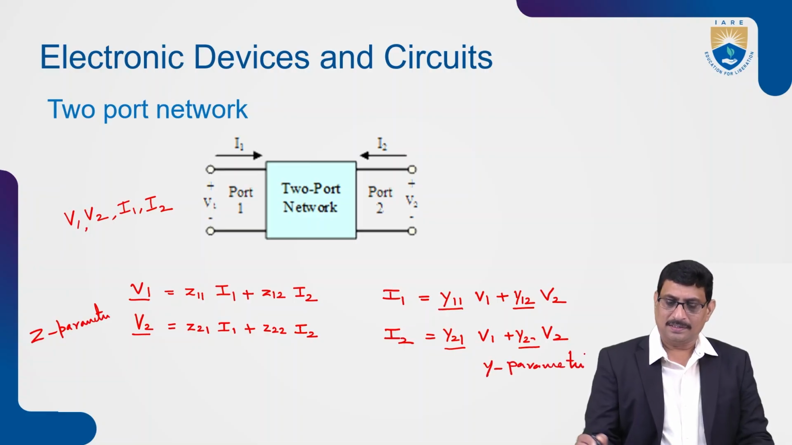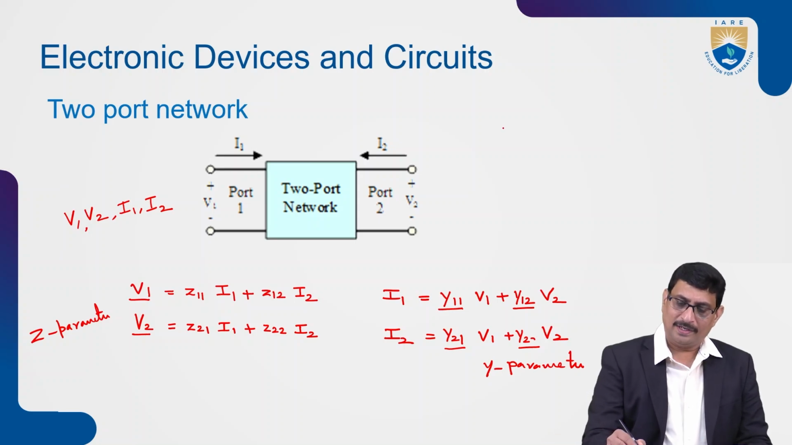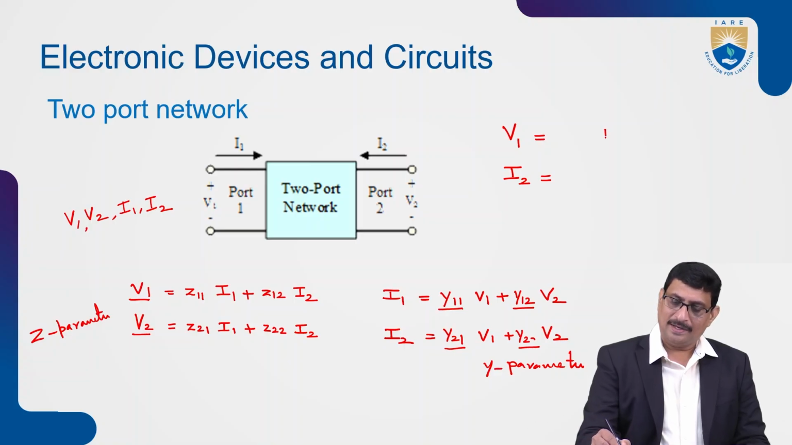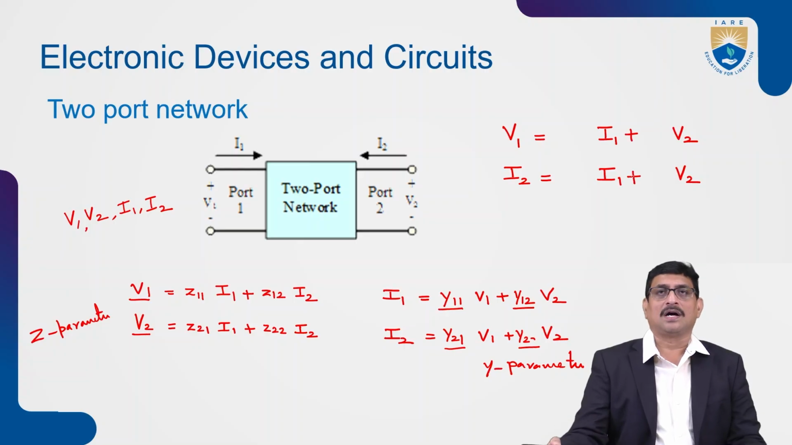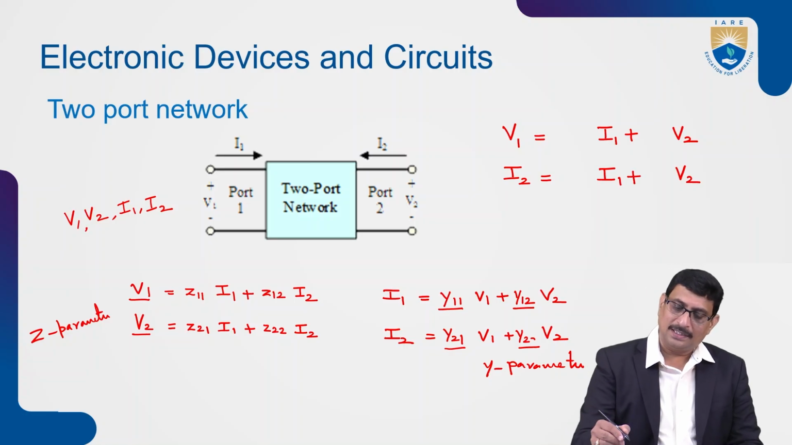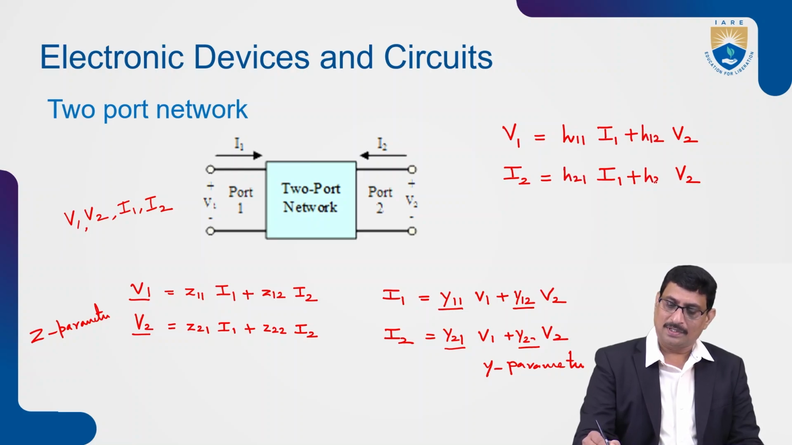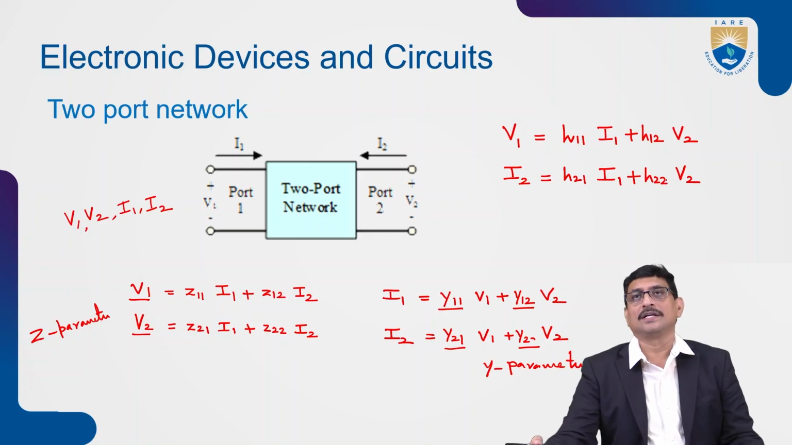Suppose I take V1 and I2 as dependent, and they depend upon the independent variables I1 and V2. Then the two-port network is modeled by using H parameters. They are called H11, H12, H21 and H22.